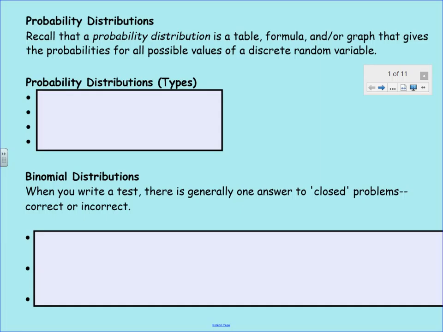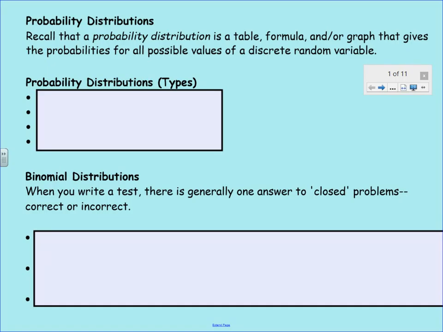All right, so just to recall, if you have a look at the opening here, it says that a probability distribution is a table, formula, or a graph that gives the probabilities for all possible values for a discrete random variable. Okay, so we've been working with determining probabilities of specific events, and this is nothing more than a collection of those events filled out through a table, expressed as an algebraic formula, or as a graph.